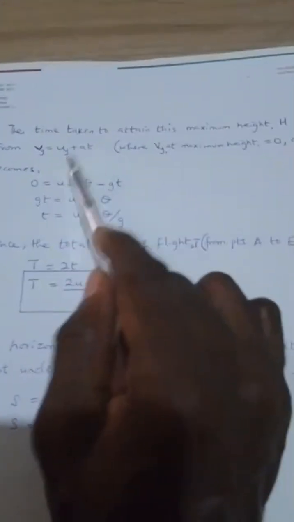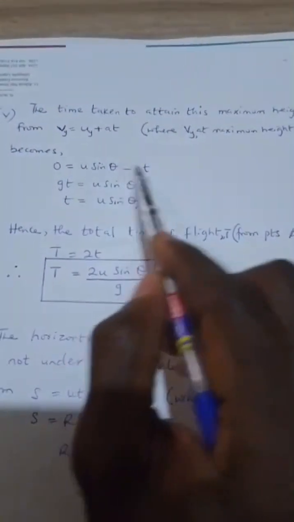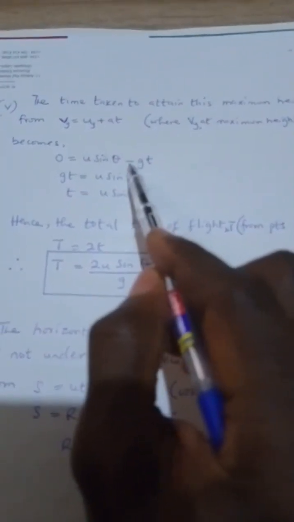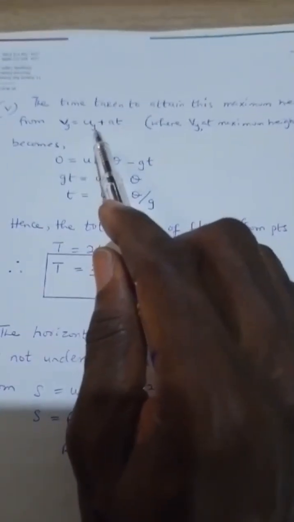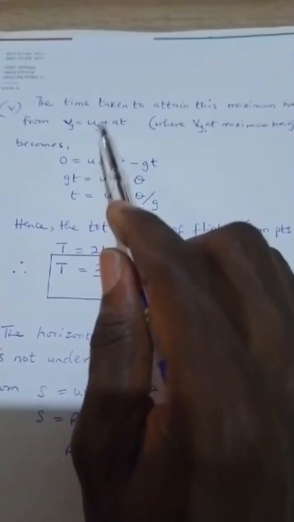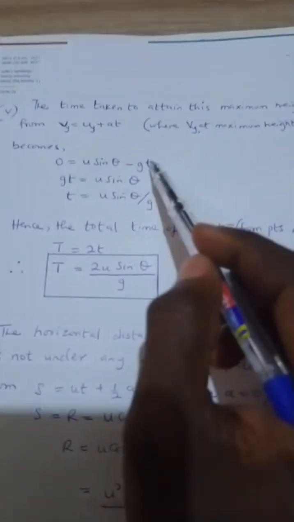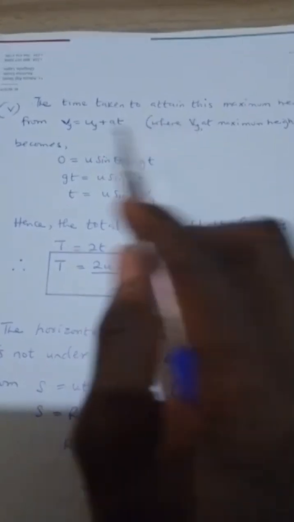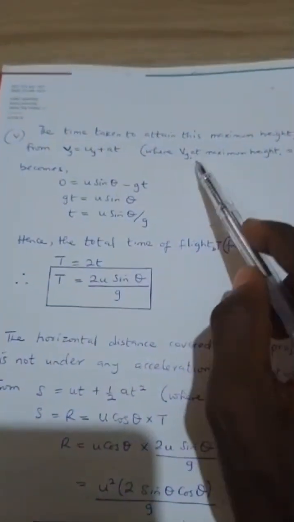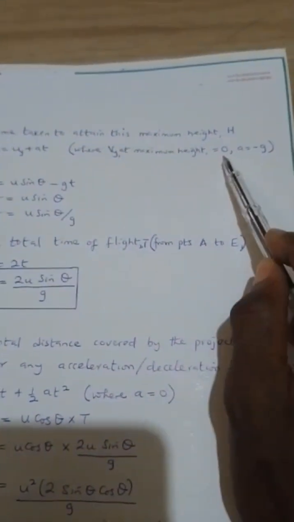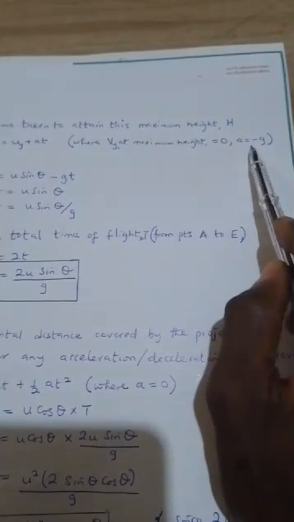Remember, from the first equation of motion, v equals u plus at. Our acceleration is minus g because it's acting downwards, so a is now replaced by minus g. Uy is the initial vertical component of our velocity, and that's u sine theta, t is t. So we're trying to find the time taken to attain maximum height. We are using this expression, where Vy at maximum height is 0, and of course a is minus g.